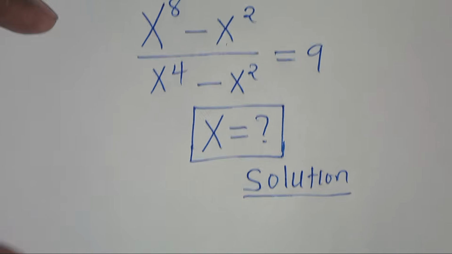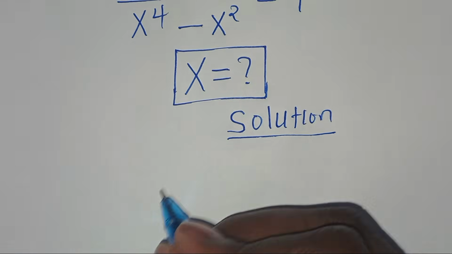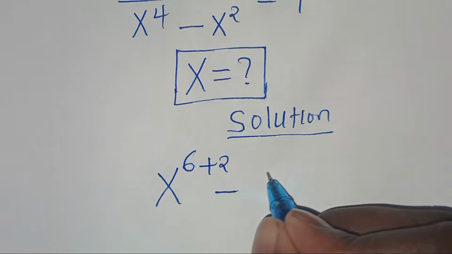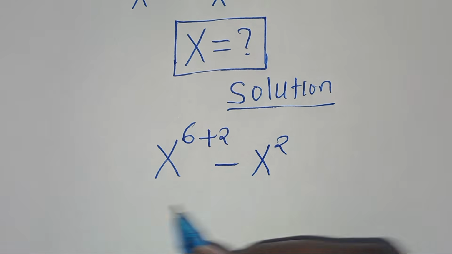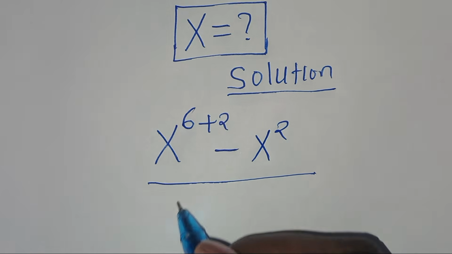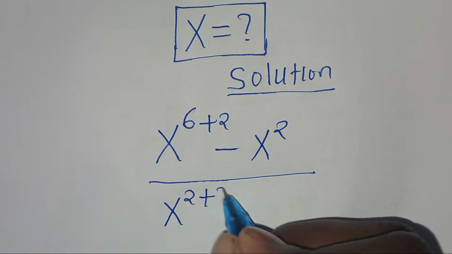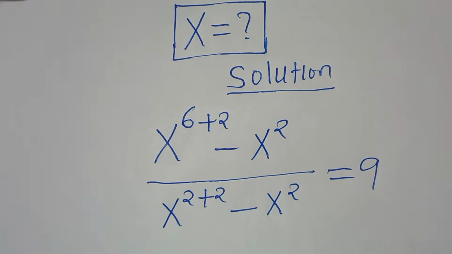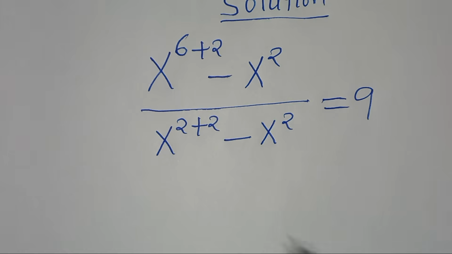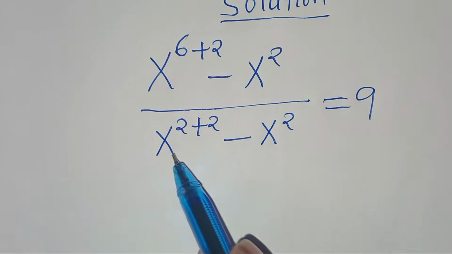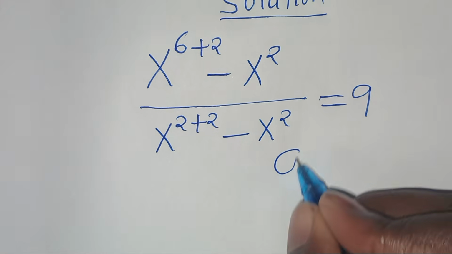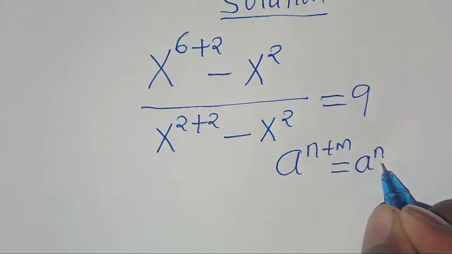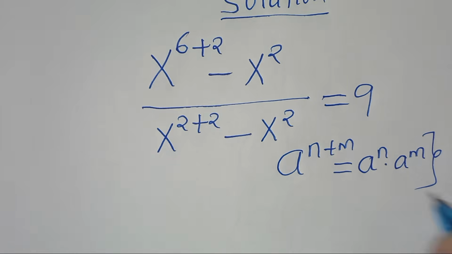We can express x^8 as x^(6+2), then minus x^2, divided by x^4, which is the same thing as x^(2+2), then subtract x^2. This is equal to 9. We have x^(6+2) and x^(2+2), which is in the form of a^(n+m), which can be expressed as a^n times a^m.